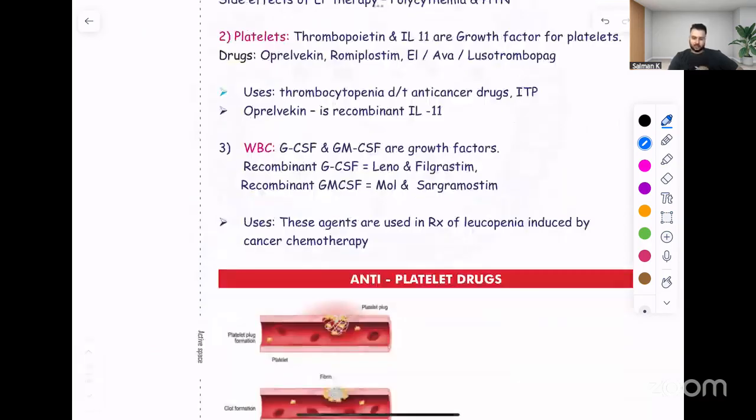Platelets, if you want to increase, you have a name here. If you check thrombopoietin, thrombocyte agonist. Thrombocyte agonists, those are the drugs.